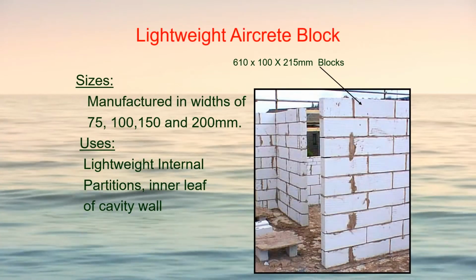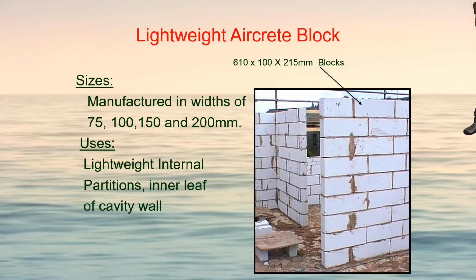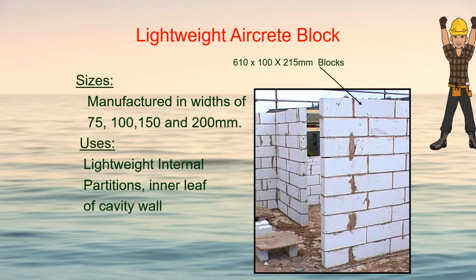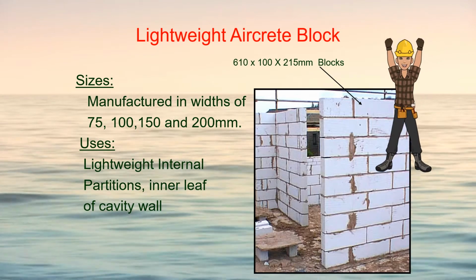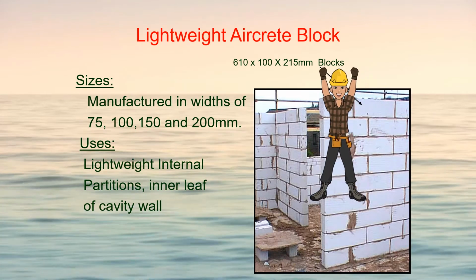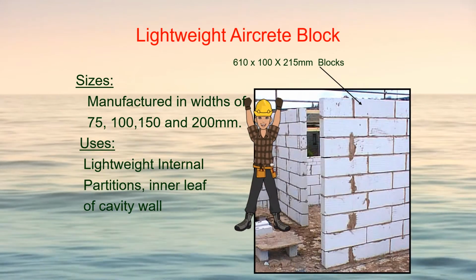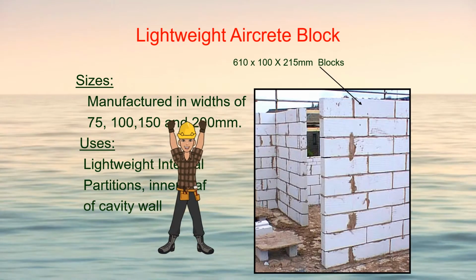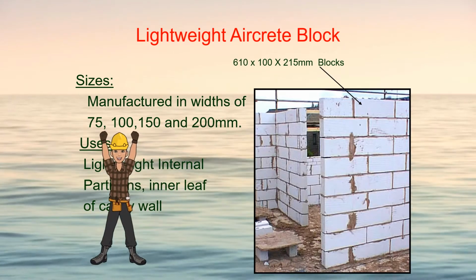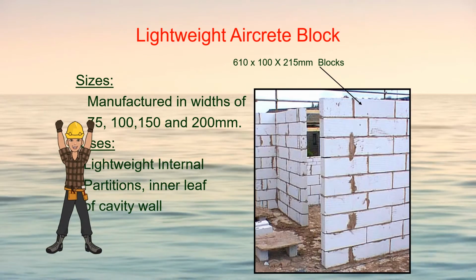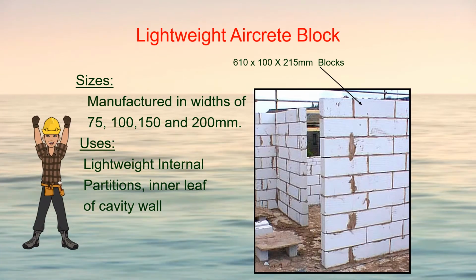This is an example of lightweight block. The size can vary in width, ranging from 75 mm, 100 mm, 150 mm, and 200 mm. Normally used as lightweight internal partition.